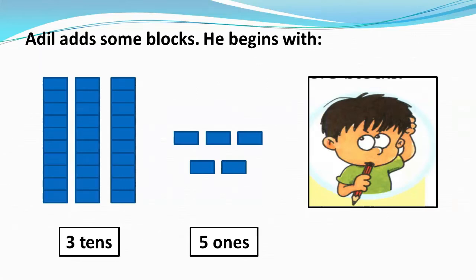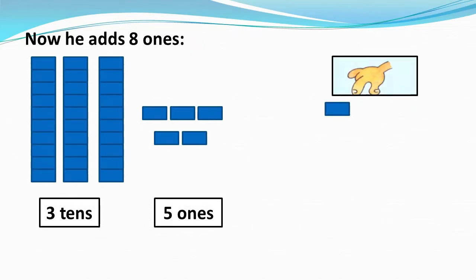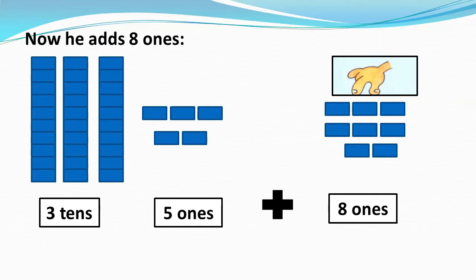Now to these blocks he adds 8 ones. Here he has 3 tens, 5 ones and some more blocks. Let's count. 1, 2, 3, 4, 5, 6, 7, 8. 8 ones blocks. Now Adil wants to add them all. So here we will put a plus sign. Now he will add them.